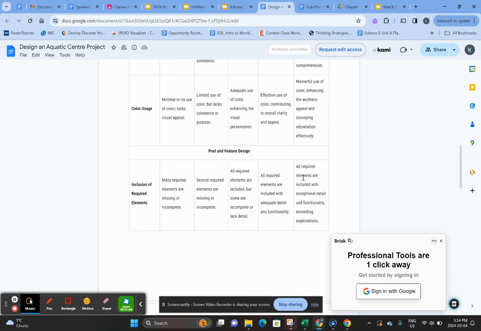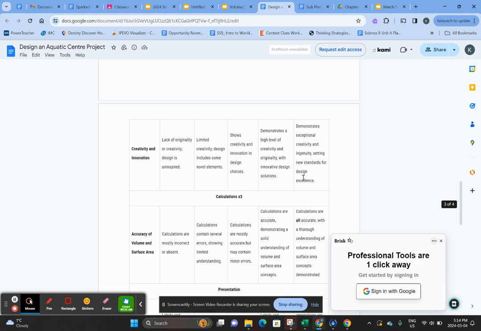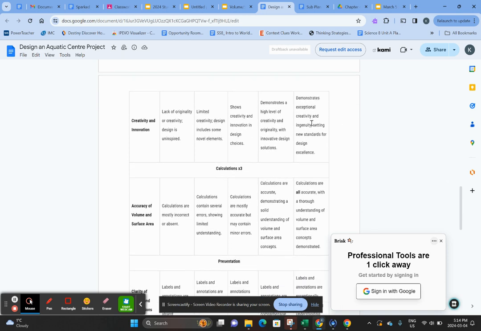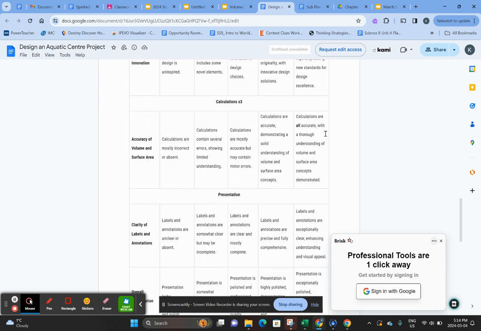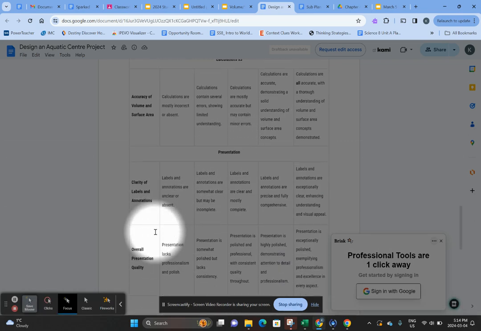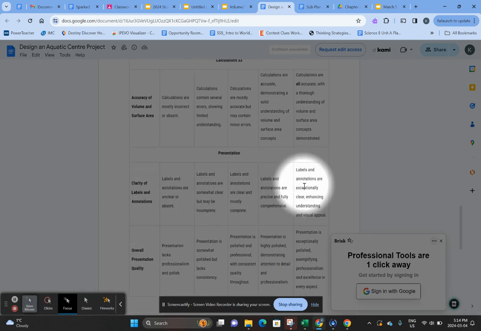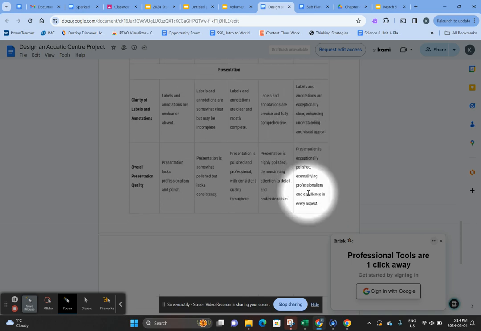Do you have all the requirements that exceed expectations? On how creative your volume park is. The accuracy, have you done the math correctly? And the clarity of labels and annotations, it's clear. Labels are annotated and exceptionally clear, enhancing understanding. And then a mark for overall presentation. It is exceptionally polished, exemplifying professionalism and excellence in every aspect.